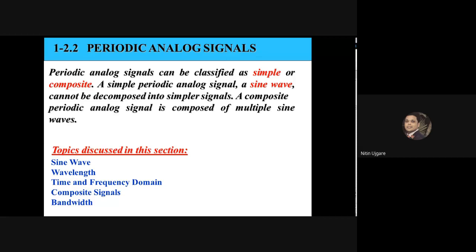Then how can we represent the sine wave using the time and the frequency domain? Then we will see how we create a composite periodic analog signal which is composed of multiple sine waves, and then some of the basics of bandwidth. So basically we are going to deal with the bandwidth as well. So let us start. My agenda today is to at least finish the time and frequency domain, the representation of a signal using time and frequency domain.